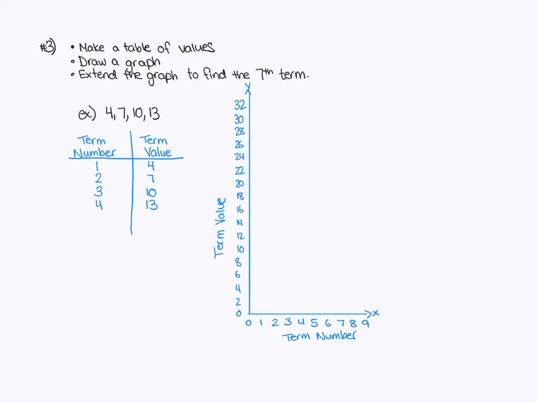So my first job is to draw the graph. So I'm looking at term number 1 and a term value of 4. So my term number is on the x-axis, my term value is here. So I will mark a dot at 1 and 4. Then I will look for 2 and 7. So here's my term number of 2. I'm going up to 7.